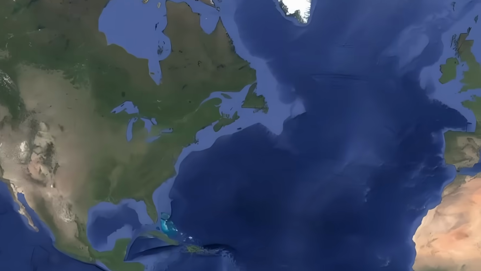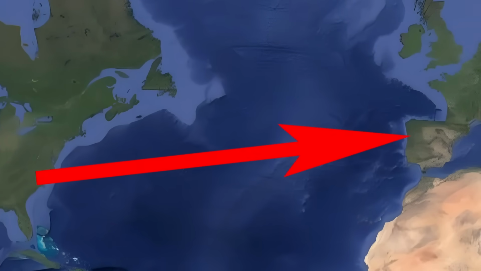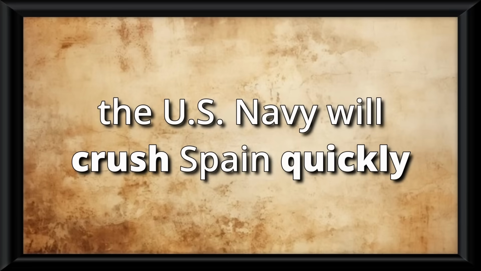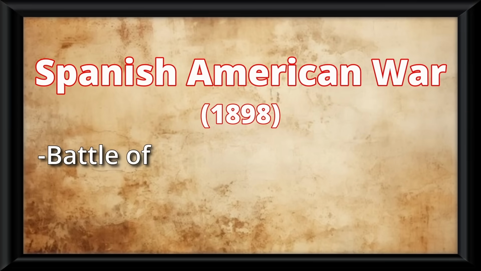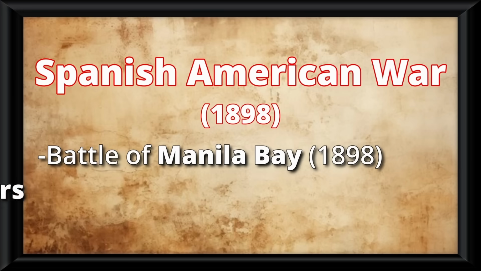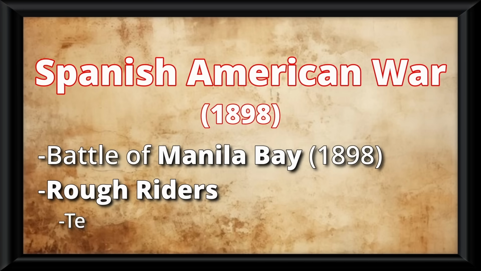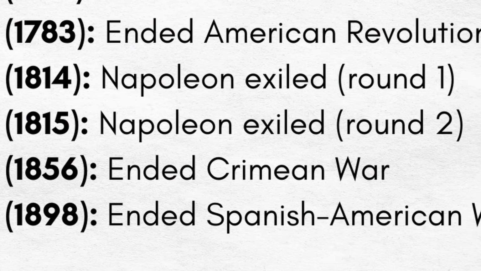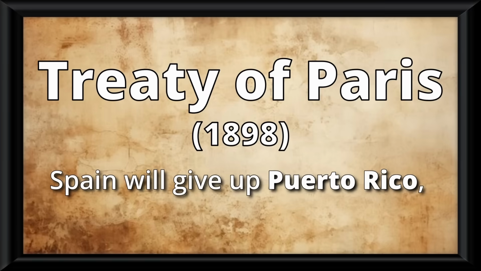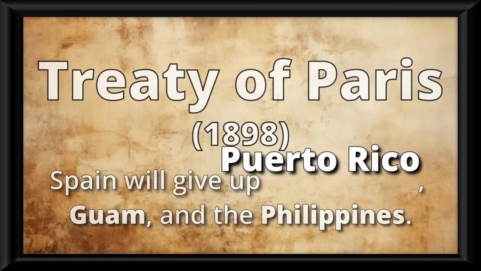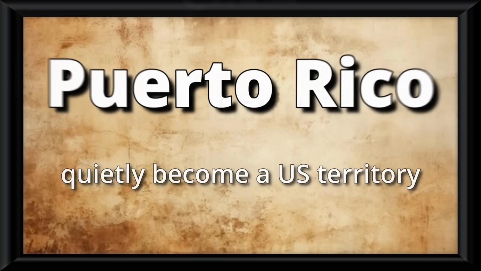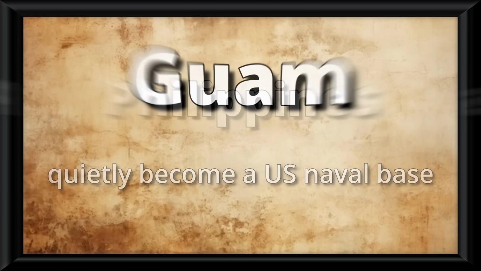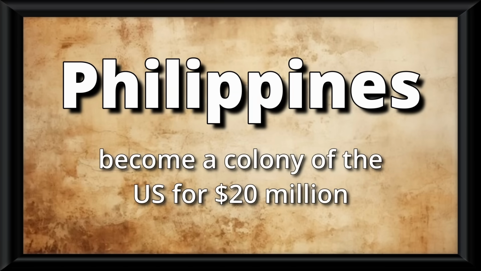As for the war, it was actually quite quick. The US will fight Spain, and the war will be fought in Cuba and the Philippines, and the US Navy will crush Spain quickly. The decisive battle of this war will be the Battle of Manila Bay, and a big propaganda group that will get traction here is the Rough Riders, which was led by Theodore, or better known as Teddy Roosevelt. This war will end with a treaty that we will happily add to our list of the mini Treaty of Parises. This treaty will cause Spain to give up Puerto Rico, Guam, and the Philippines. Puerto Rico will quietly become a US territory, Guam will quietly become a US naval base, and the Philippines will become a colony of the US for $20 million.